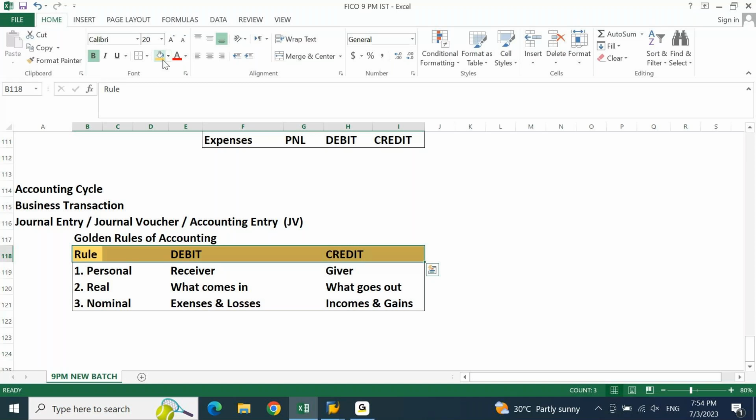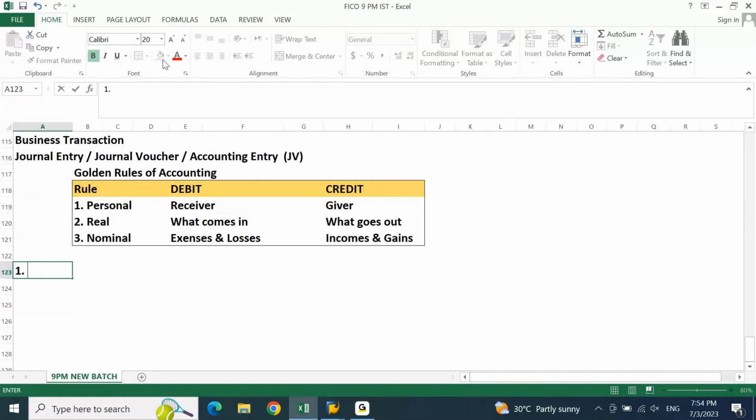Now, let's take simple examples. Point number 1, rent paid by cash. When I say rent paid by cash, this rent payment is nothing but my business transaction, correct? In accounting, you are always going to record the transaction once the transaction takes place. Before the transaction takes place, you are not going to write anything. If something is going to happen tomorrow, only if it happens tomorrow will you record it in accounting. You are not going to imagine today and record it today. Correct?